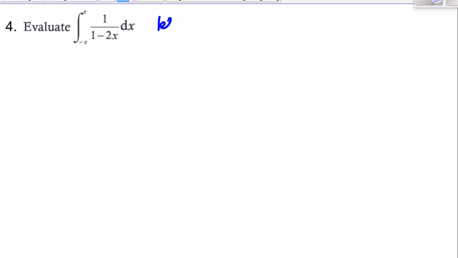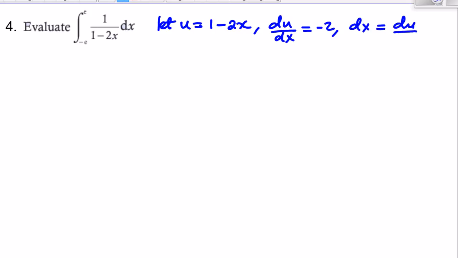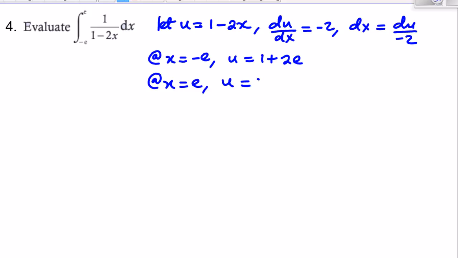So let u be equal to 1 minus 2x. du over dx will be negative 2. So dx will be du over negative 2. At x equals negative e, u will be 1 plus 2e. Just substitute negative e into that. At x equals e, u will be 1 minus 2e. Substitute in place of x.